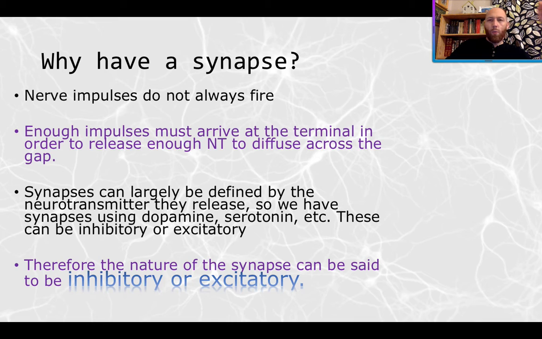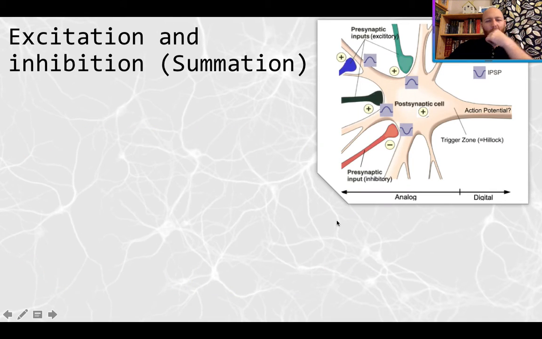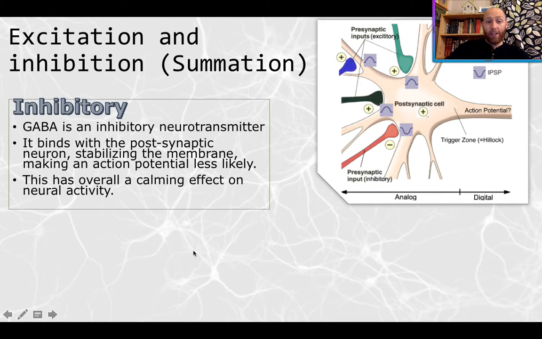And this means that when that cell is activated, if it releases the excitatory neurotransmitter, it will increase the chance of the postsynaptic neuron firing, or vice versa. Let's have a look at how this works. So, inhibitory, let's say GABA. This is an inhibitory one, it means it will reduce the likelihood of the postsynaptic neuron from firing. So it binds with the PSN, it stabilizes the membrane rather than destabilizing it and changing the biochemical, and it reduces the chance that it's going to fire.